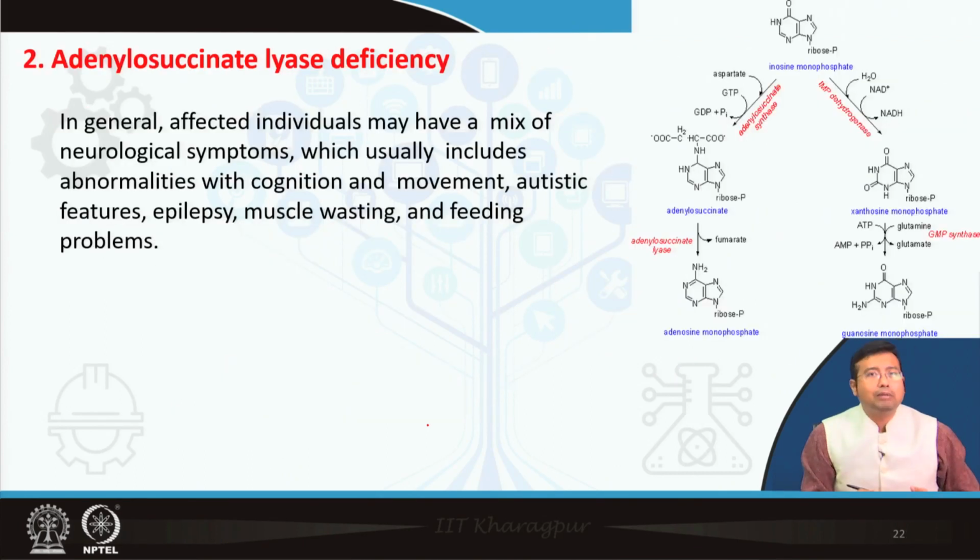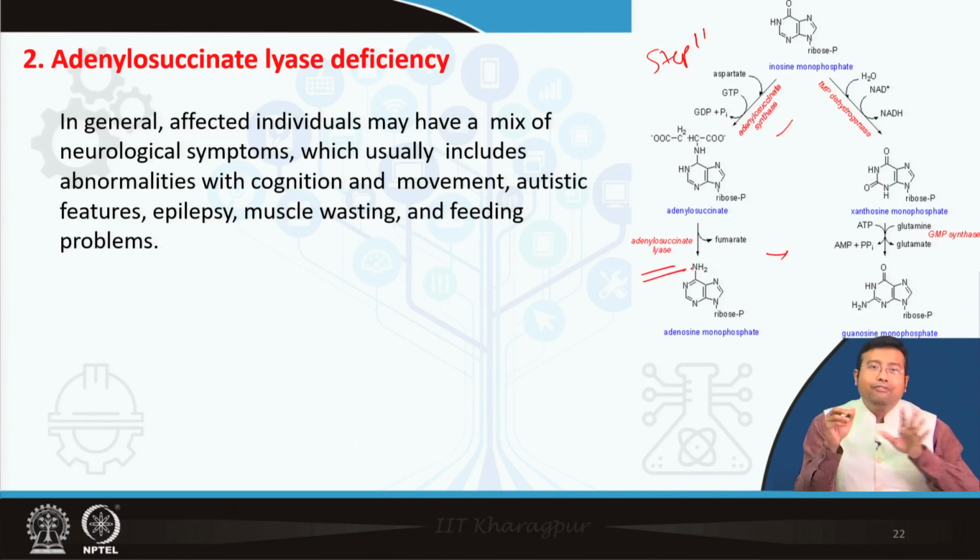The next enzyme deficiency that we need to know is adenylosuccinate lyase deficiency. As I told you when we were discussing de novo purine synthesis, this was step 11. I told you by comparing it with the urea cycle that aspartate is coming in, fumarate is going out. So, this is the step where, if this enzyme is deficient, the previous products will accumulate and AMP production will be hampered.